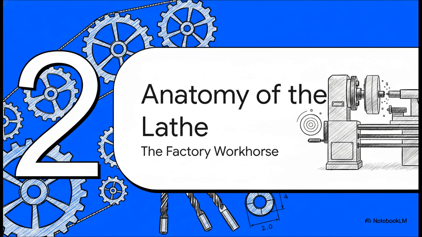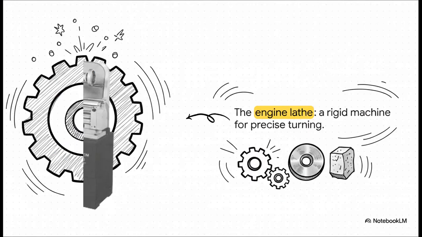Moving on to Section 2, the anatomy of the lathe. Because to actually control that holy trinity of parameters with the extreme rigidity required, we really need the true workhorse of the factory floor. Enter the engine lathe. It is absolutely fascinating to think that the basic metalworking principles of this machine date all the way back to the late 1700s. But of course, today's engine lathe has evolved into a highly rigid, motorized powerhouse. It's fully capable of withstanding immense cutting forces without vibrating or bending even a fraction of a millimeter.